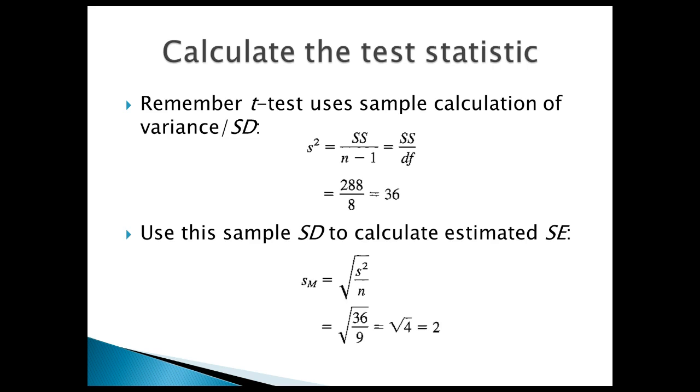Then you take your sample standard deviation to estimate standard error, so you can fill in the denominator portion of your t-test calculation. So standard deviation squared, which is variance, over n, square root, will give you your estimated standard error. In this case, your variance is 36 divided by 9. Square root equals square root of 4, which equals 2. So your estimated standard error in this case is 2.